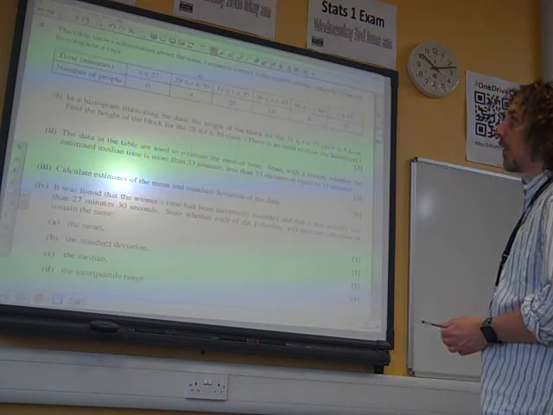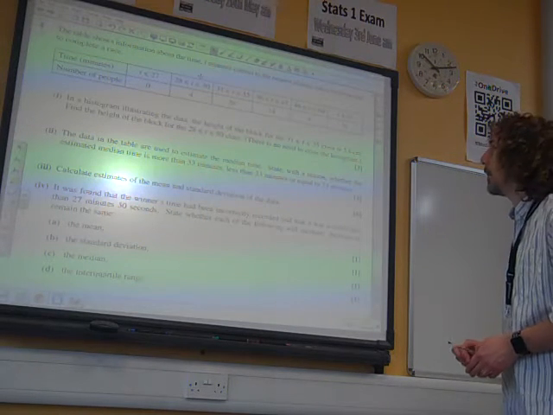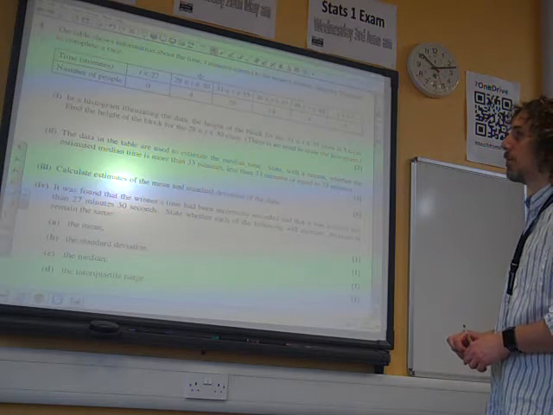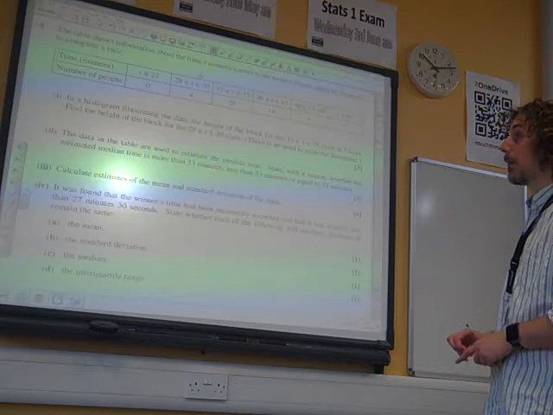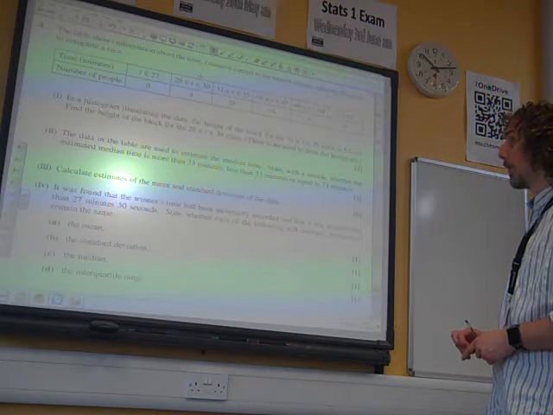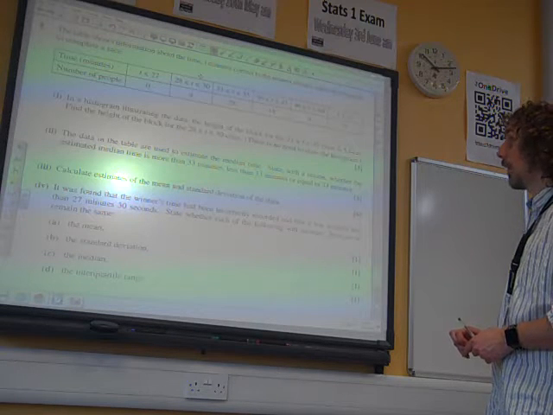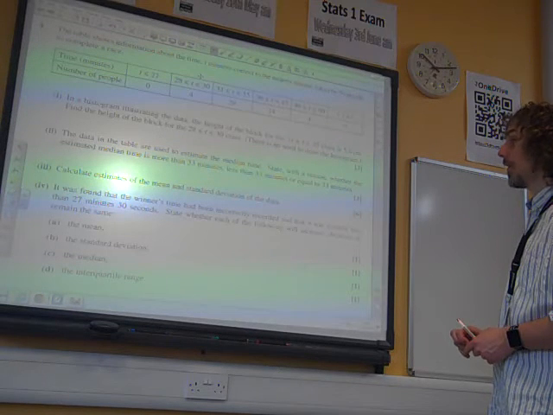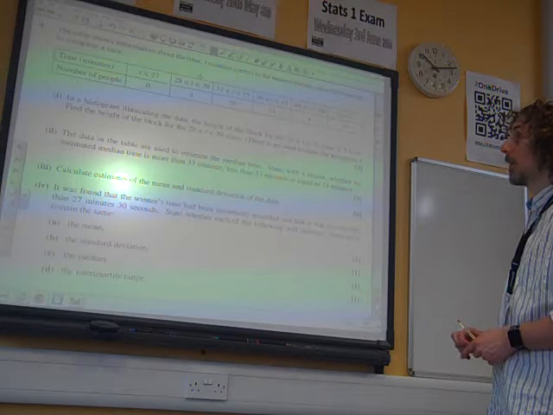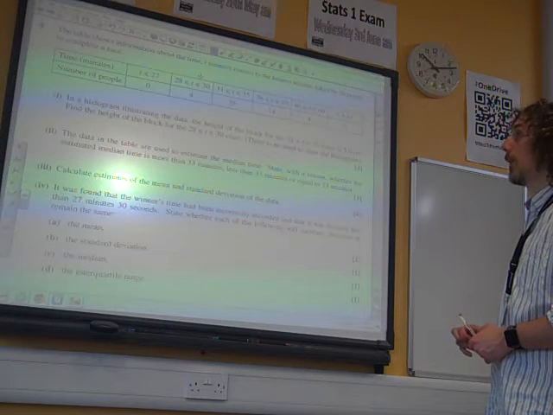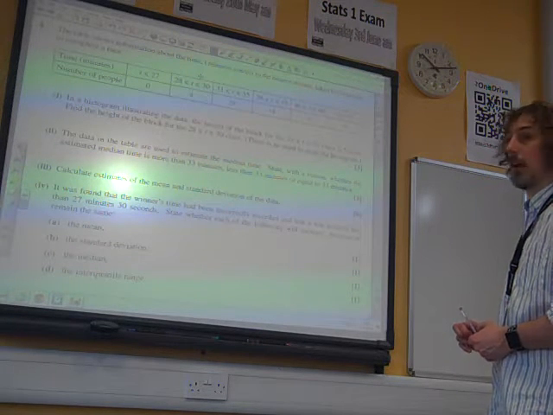Question 4. The table shows information about the time, correct to the nearest minute, taken by 50 people to complete the race. In a histogram illustrating this data, the height of the block for the 31 to 35 class is 5.6 centimetres. Find the height of the block for the 28 to 30 class.